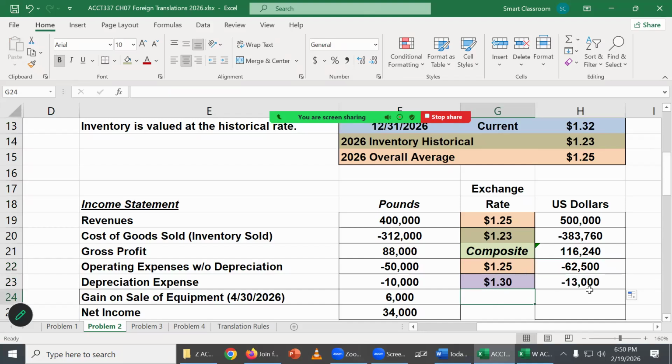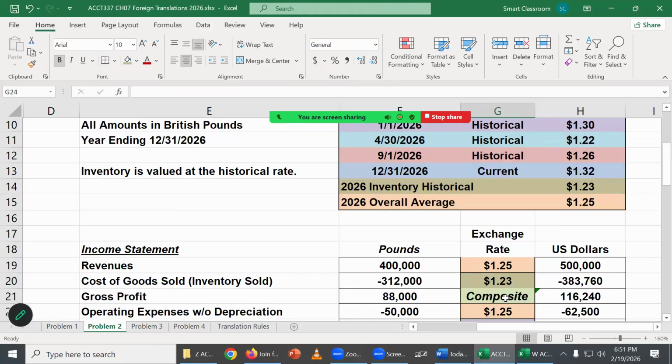Any question on that? Oh, I'm sorry. And the total will be 13,000. So operating expenses without depreciation, 62.5, which should be the same as the other one. This one will be 13,000, so it should be different. Was it 500 less? Actually, it's 500 more. The gain will be the same, 430.